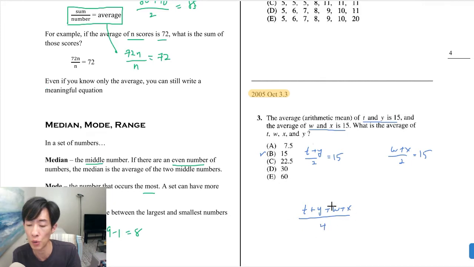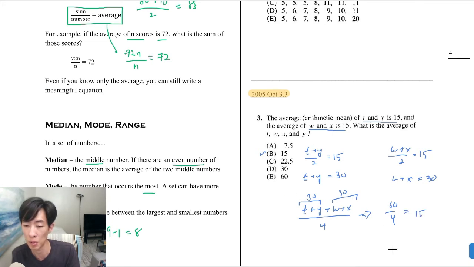And now to figure this out, we need to know the sum. So we don't know what each of these values are, but we do know what the sum of them is, because if we multiply the first equation by 2 on both sides, we're going to get t plus y equals 30. If we do the same here, we get w plus x equals 30. So even though I don't know what t and y are individually, I know t plus y is 30, and I know w plus x is 30. So basically this equation becomes 60 over 4, and the answer is going to be 15, which kind of proves what we knew from the beginning.